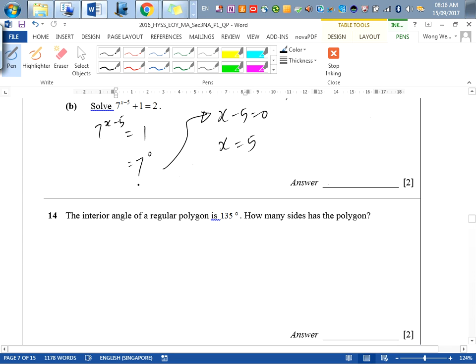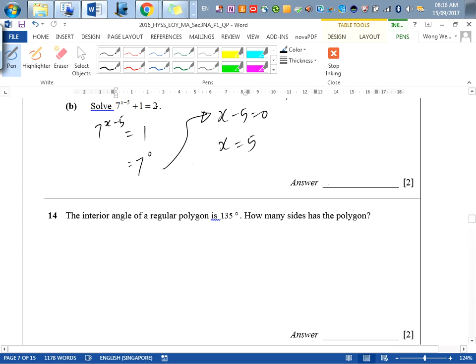Yeah, 7 power 0 is 1. Wait, hang on first. Sophie, you had a question? This step you understand? Okay, the next step you don't understand, is it? 7 power 0 is 1.